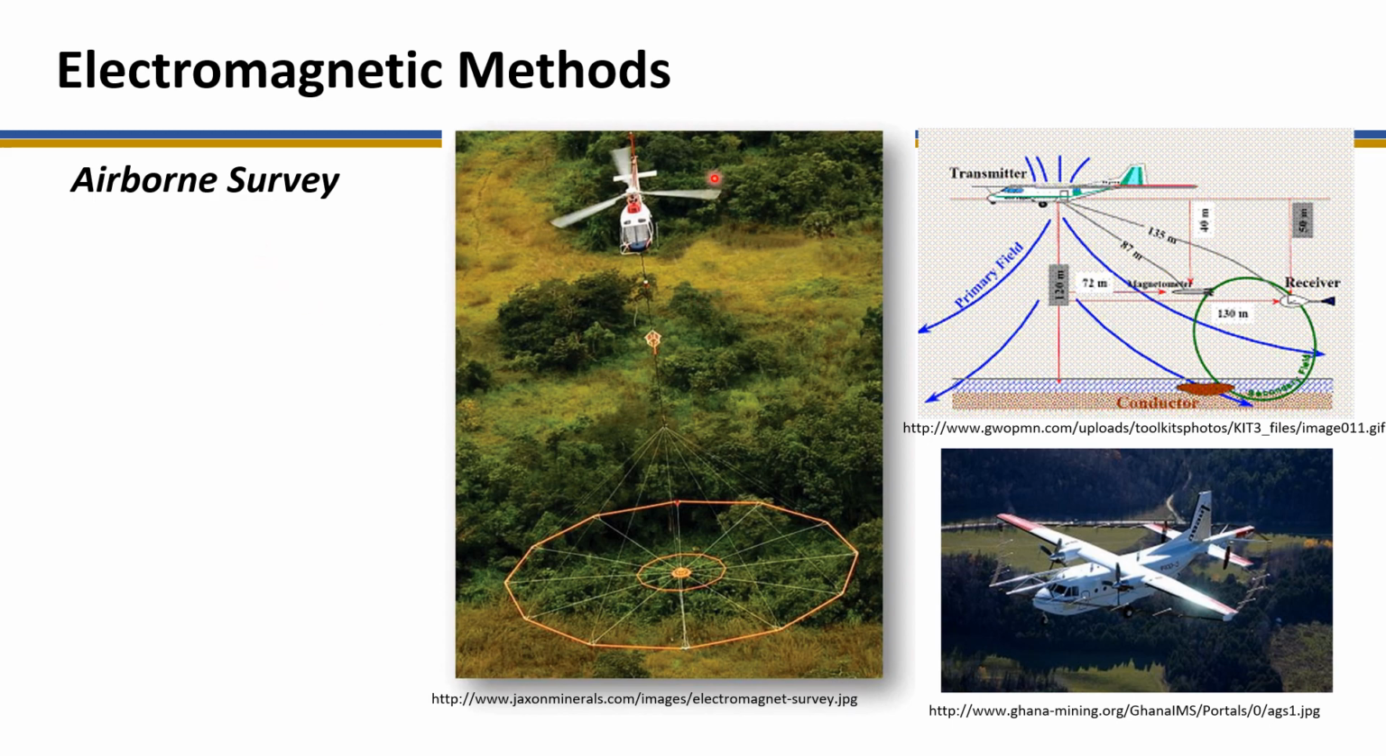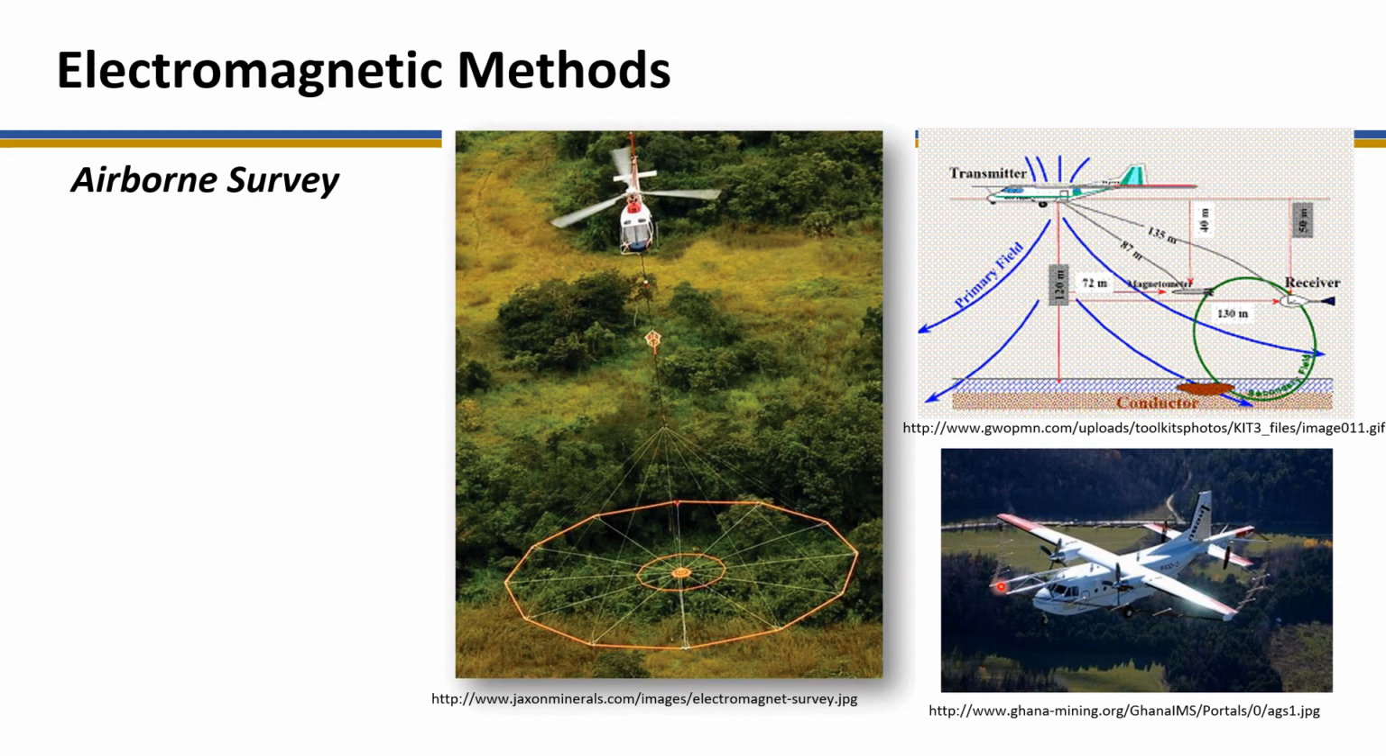So this is an example of an airborne survey. They use either a chopper or the aircraft itself. For example, for this chopper or helicopter, you use this kind of arrangement where it has the receiver at the outer loop and the transmitter at the inner loop. So it's just doing the sounding survey, where it tries to detect the anomaly. It can be used to cover a very big area.